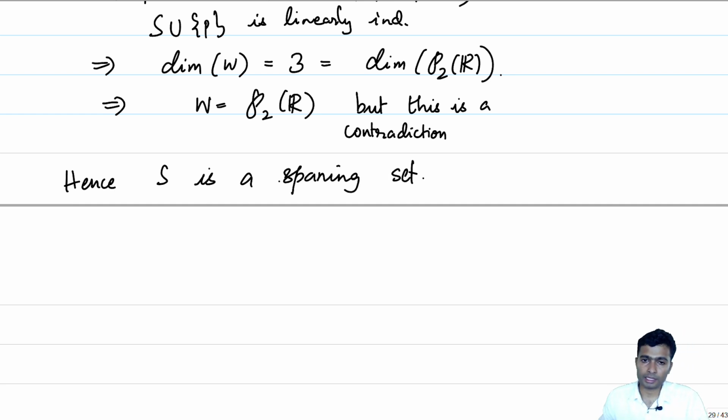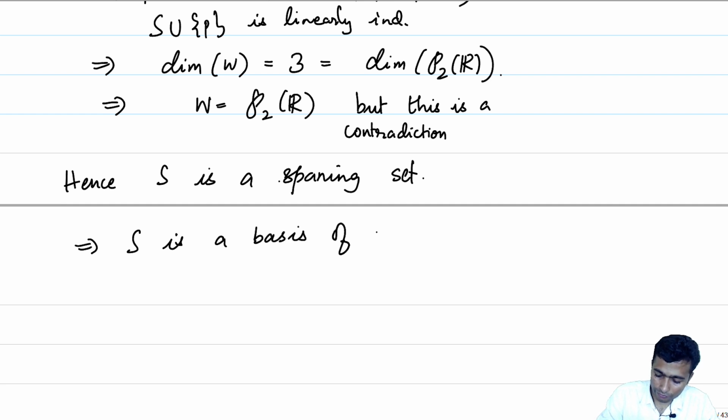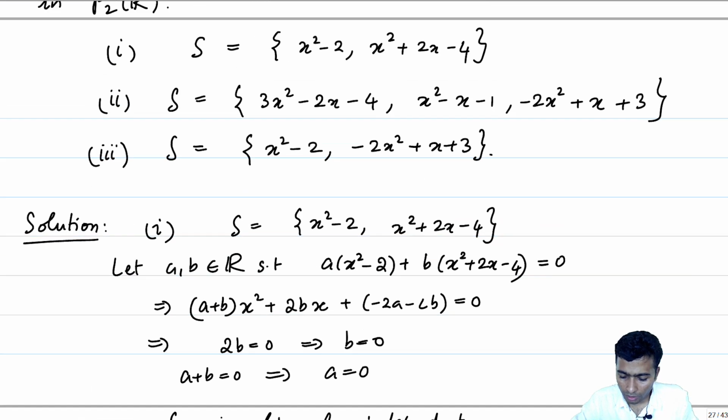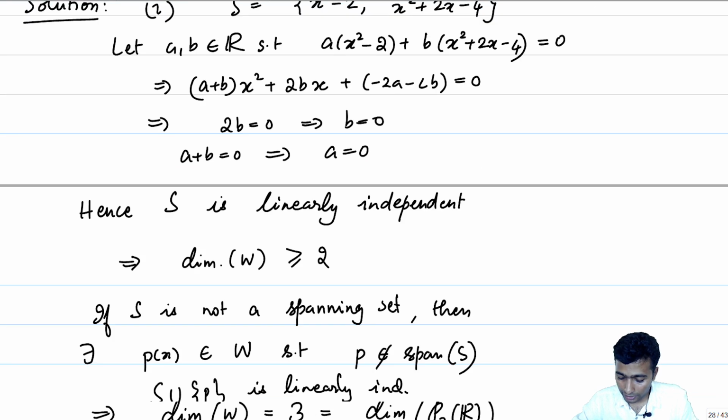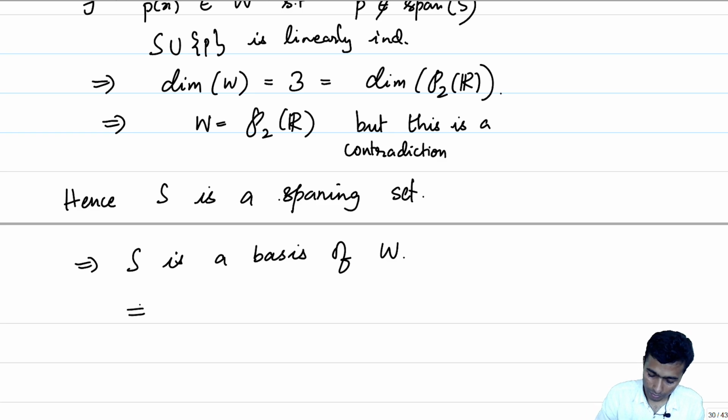That means S is both a spanning set and a linearly independent set, which implies that S is a basis of W. Alright, so we can conclude something more. This means that the dimension of W is equal to 2. Dimension of W is equal to 2.